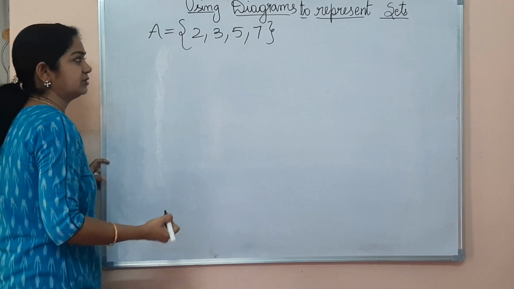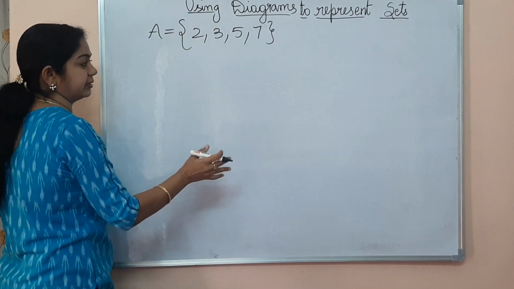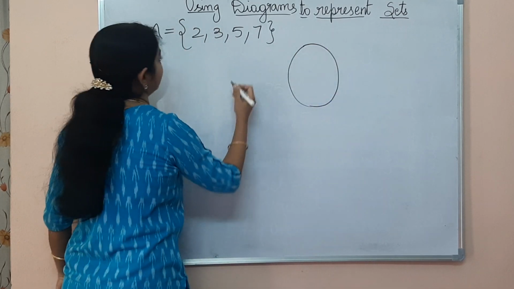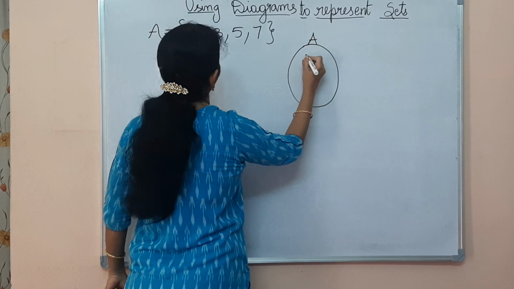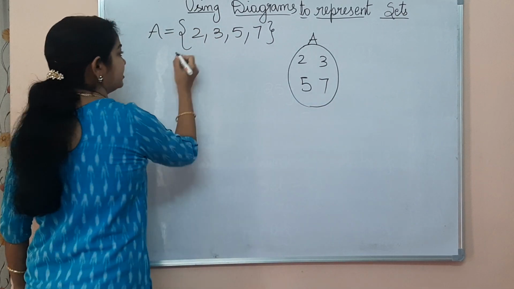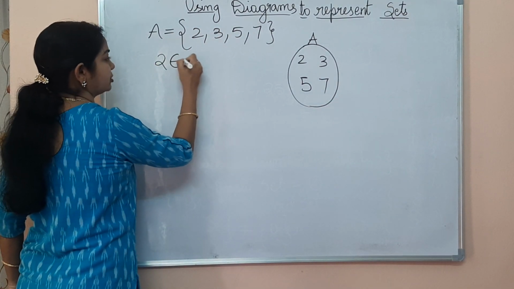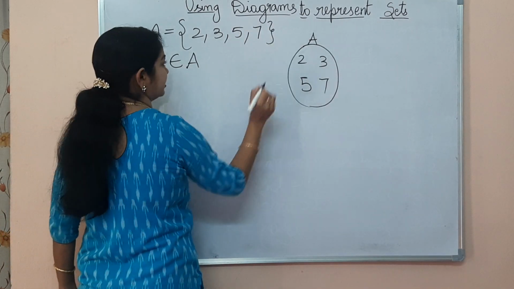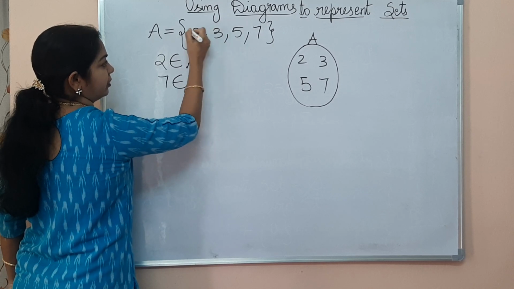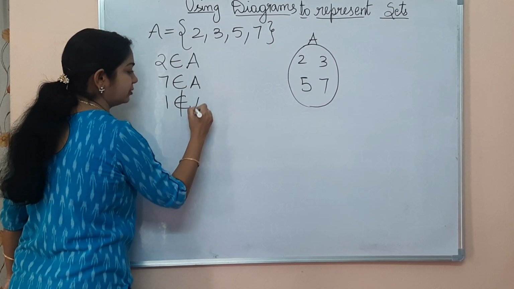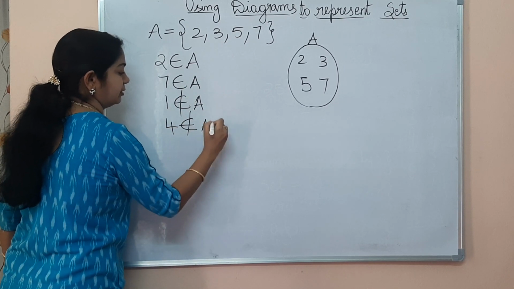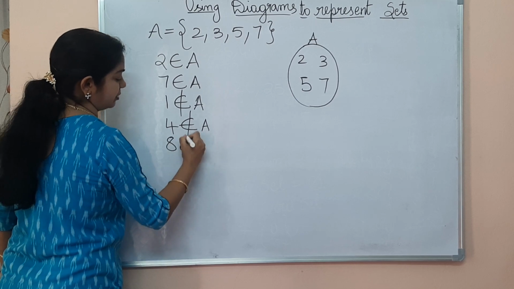Okay. So, how do we represent this set diagrammatically? They are represented in the oval shape. Okay. Now, I'll call this set A, and the elements here I write as 2, 3, 5 and 7. That means 2 belongs to the set A. It is present in the set. Also, 7 belongs to A. And if I take 1, it does not belong to A. And 4 does not belong to A. Okay, 8 does not belong to A.